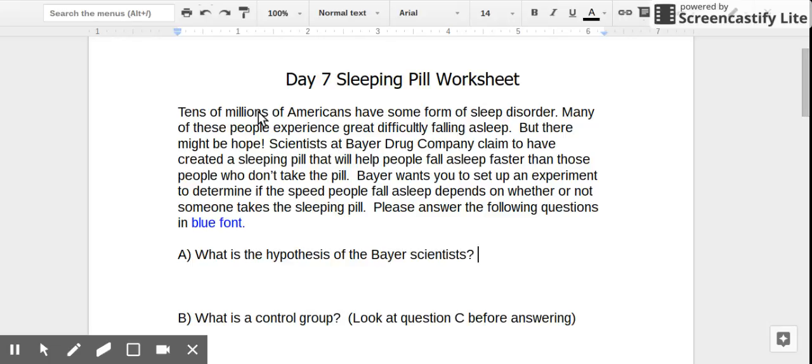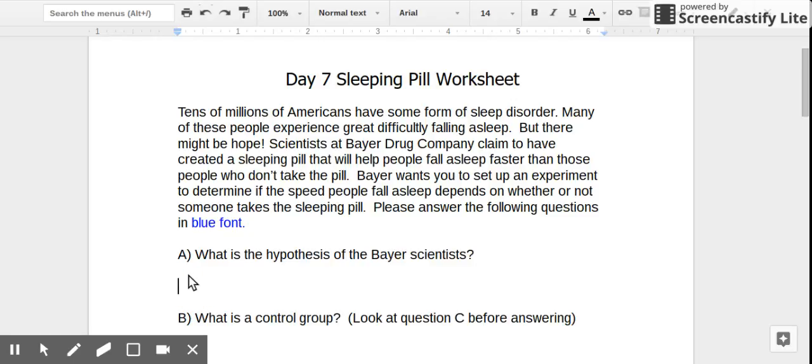It says, tens of millions of Americans have some form of sleep disorder. Many of these people experience great difficulty falling asleep, but there might be hope. Scientists at Bayer Drug Company claim to have created a sleeping pill that will help people fall asleep faster than those people who don't take the pill. Bayer wants you to set up an experiment to determine if the speed people fall asleep depends on whether or not someone takes the sleeping pill. Please answer the following questions in blue font.